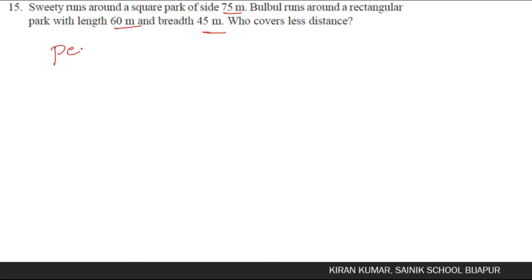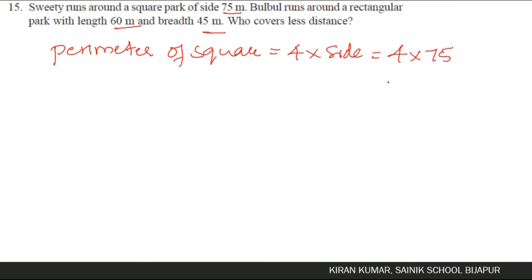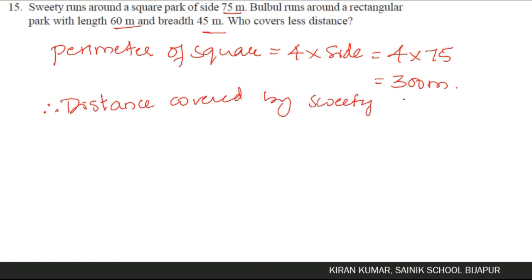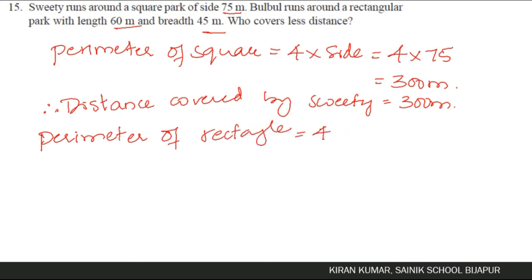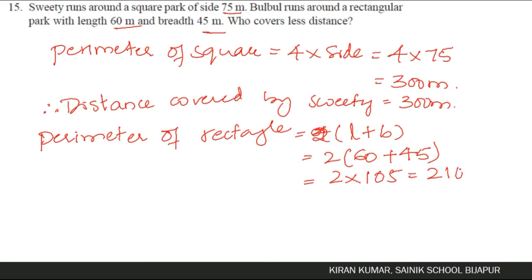So, perimeter of square will be equal to 4 times side, that is 4 times of 75, this will be 300 meter. Therefore, the distance covered by Sweetie is 300 meter. Now I need to find the perimeter of the rectangular park. So perimeter of rectangle is 2 times length plus breadth. They have mentioned the length as 60 meter and the breadth as 45 meter. The sum of 60 plus 45 is 105. So 2 times of 105 is 210 meters.